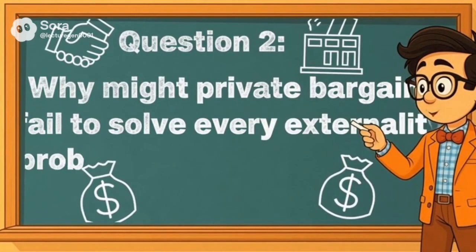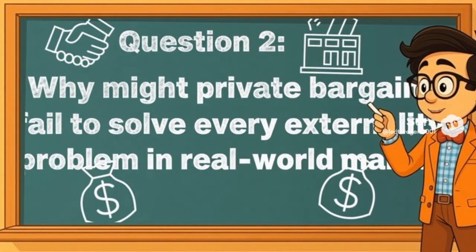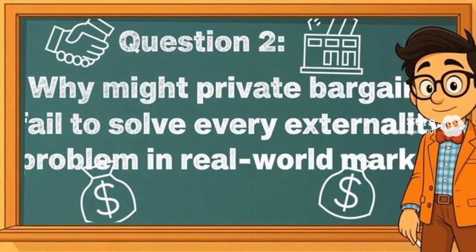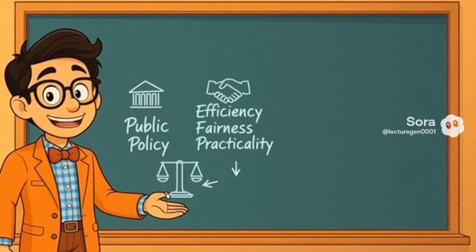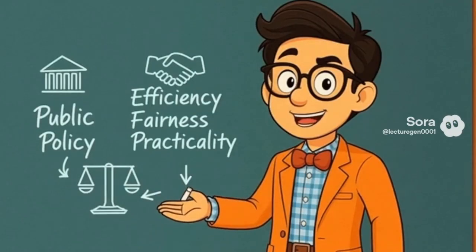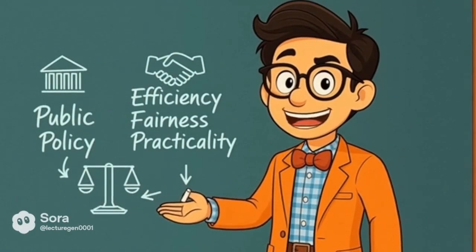Question 2. Why might private bargaining fail to solve every externality problem in real-world markets? Both public policy and private solutions play important roles. The key is finding the balance between efficiency, fairness, and practicality when addressing externalities.